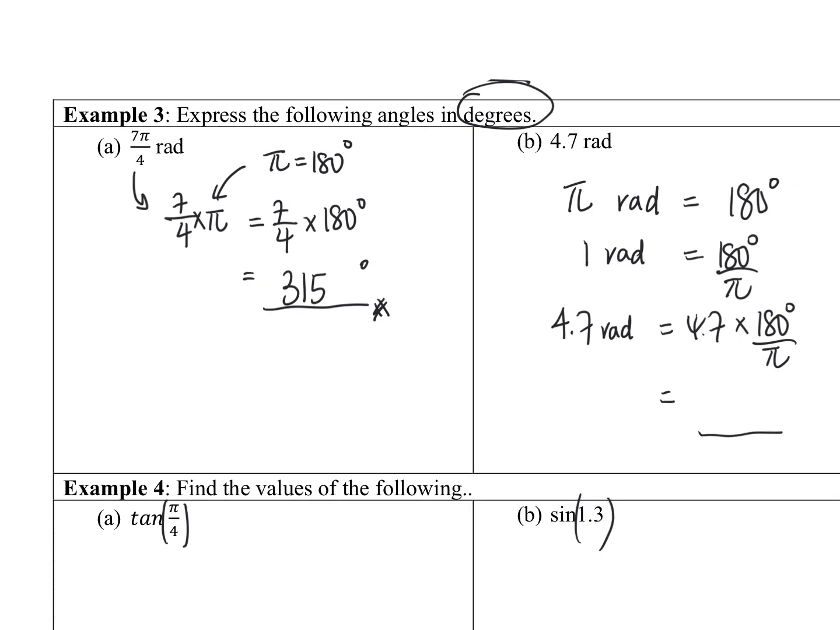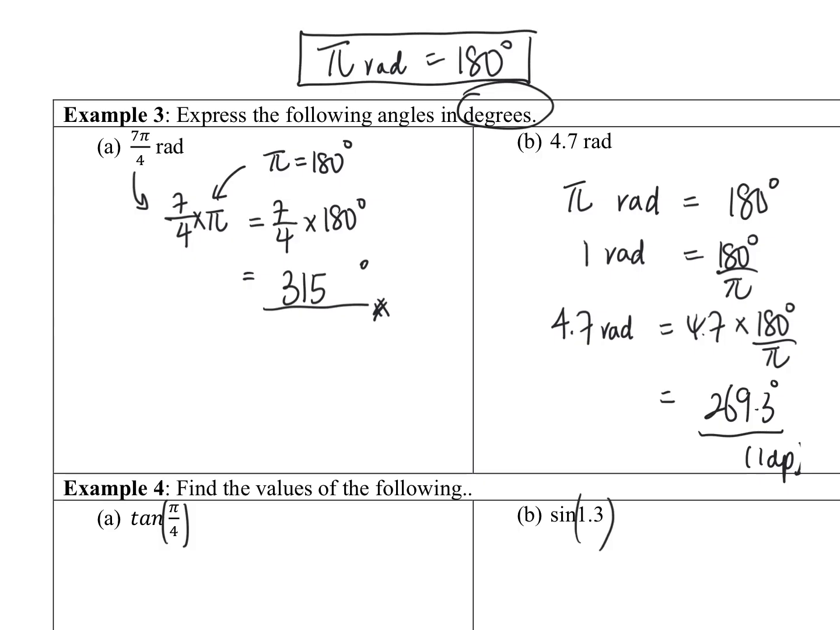Okay, 1 DP, what's the answer? Okay? So you can convert them freely as long as you know this. Like we know that 100 meters is 100 cm. Pi radians is 180 degree. You just memorize it in this way. Any conversion you can do.